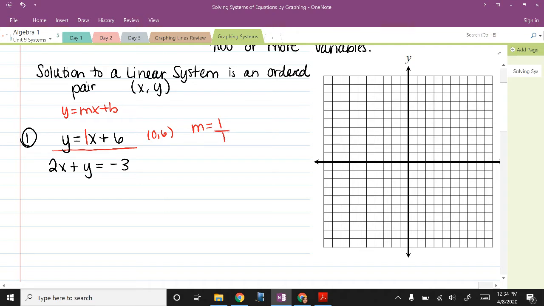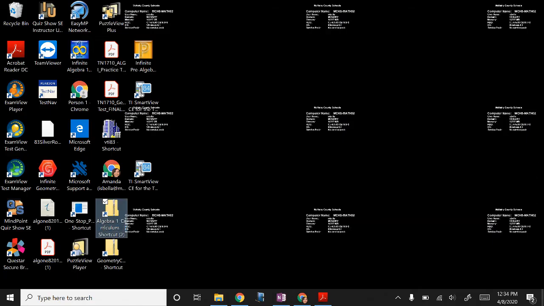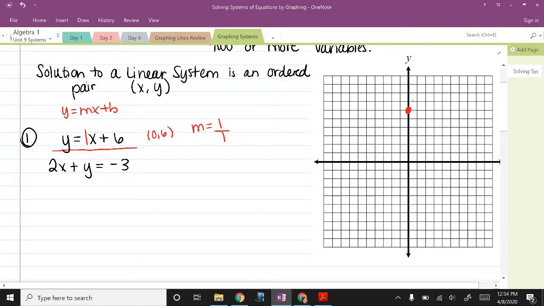So I'm going to go to my graph. My y-intercept is at (0, 6), so I count up to 6 on the y-axis and put a point. 1, 2, 3, 4, 5, 6. And then I'm going to do my slope, which is up 1, right 1.